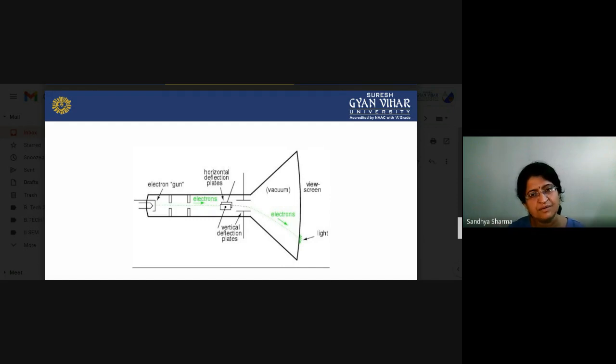As the beam passes through these plates, we also apply some voltage across the horizontal deflection plates and vertical deflection plates. After being deflected by these signals, the beam strikes the screen, so that you can see your waveforms on this screen. That is the basic function of our CRT tube.